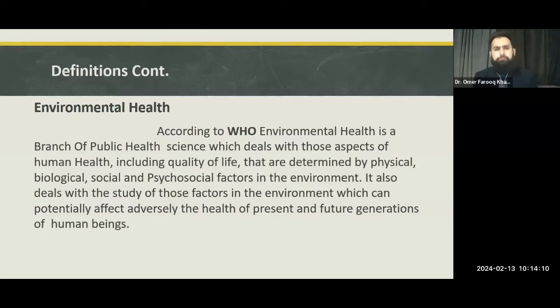So basically, in this branch of public health science, we deal with those aspects of human health, including quality of life of human beings, that are determined by physical, biological, social, and psychosocial factors in the environment. So what the environmental factors have any kind of impact on human health, to study this aspect of public health science is environmental health science.